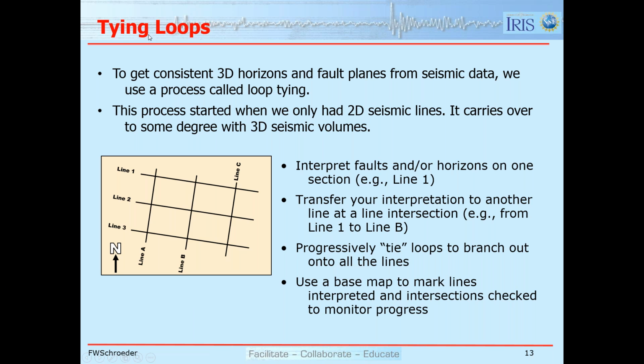One of the main things we do in seismic interpretation is what we call tying loops. We want to get a consistent horizon in three-dimensional space, whether we're working with a 2D grid of seismic lines or we have an actual 3D volume of seismic data. This loop tying process started back in the old days when I was young, when we only had 2D seismic lines, but some of the methodology has carried over into interpreting 3D seismic volumes as well.